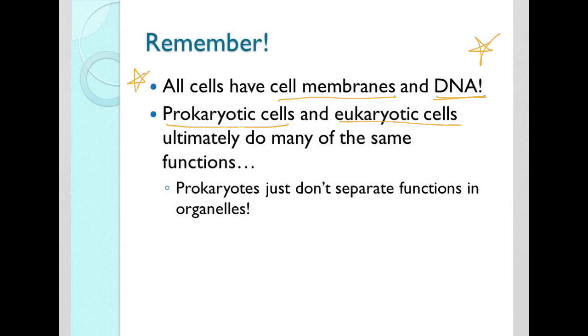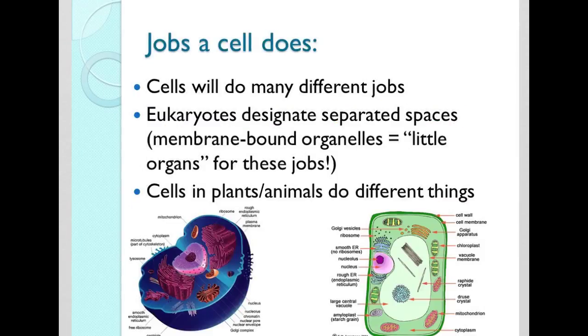All of them have DNA that they need to somehow process and read to make their genes, and that's sort of a basic way to talk about that, but we're going to talk more about that when we get to DNA functions and things. They do a lot of those same basic functions. It's just that prokaryotes don't separate those functions into organelle locations, whereas eukaryotes will.